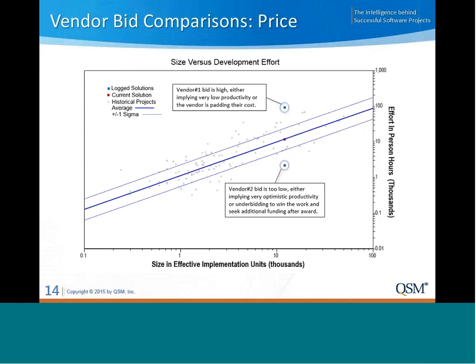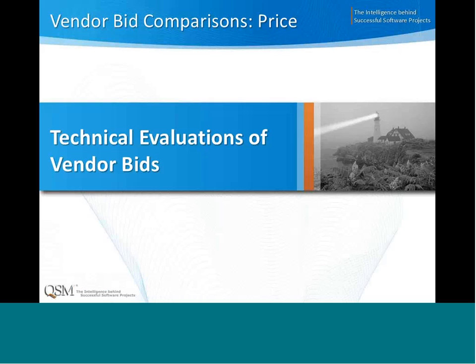And vendor 2, the other one, is the opposite. It's well over a standard deviation below average, which either implies very optimistic productivity or they're trying to lowball in order to win the work. And it's important to note that some of these vendors have very clever ways of getting additional funding via change orders. So the client really ends up paying just as much and often more than they would otherwise.